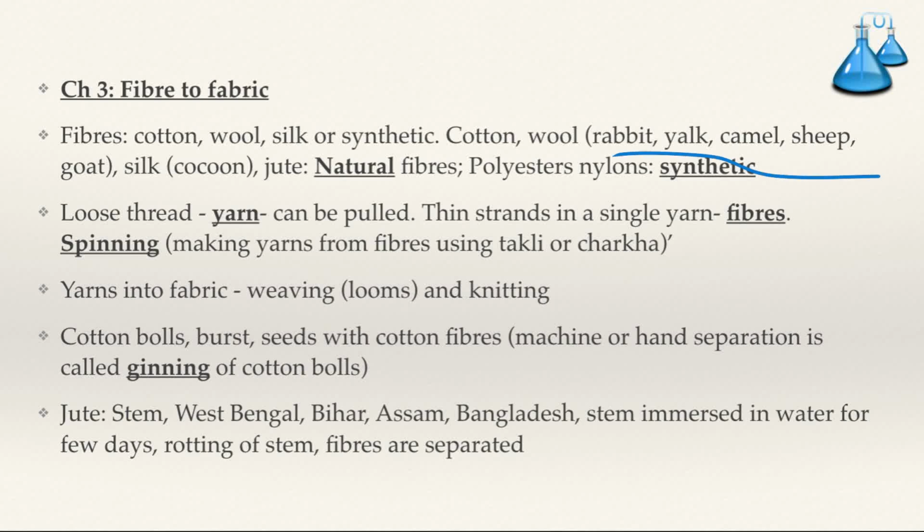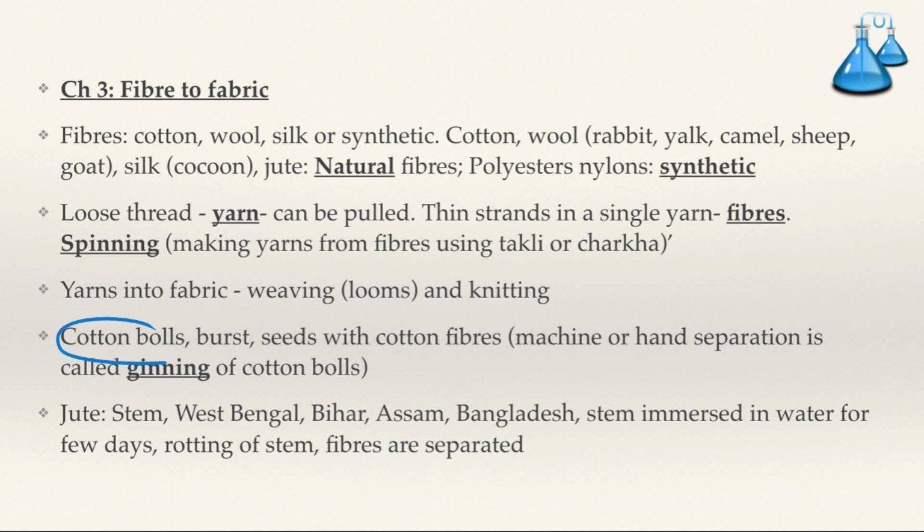So these single fibers are the thin strands which together form what is called yarn. This process is called spinning. Now yarn can be pulled; this is a single thread. Spinning leads to the formation of yarns from fibers, and you can use a takli or charkha for the same. Now yarns are converted into fabric either using weaving on looms, as in the sari industry, or knitting. The mothers and elderly women used to knit sweaters and all in the houses.